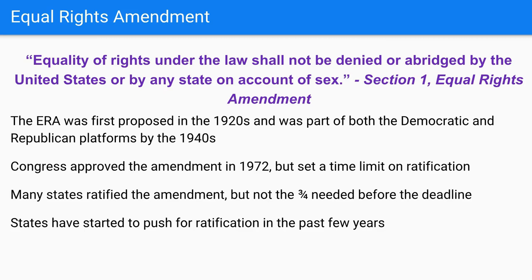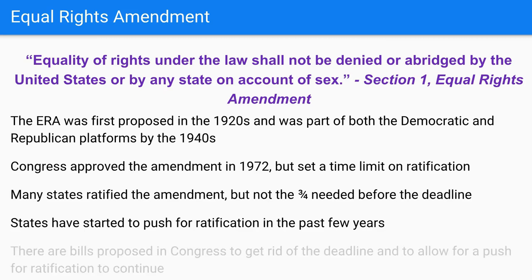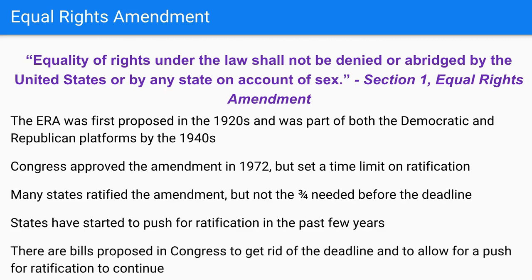But lately, the reason we bring this up is it is kind of in the news again because some states have started to push for ratification. There are bills in Congress right now, as of January 2019, proposing to get rid of the deadline and allow states to ratify it again if they want and push for this.